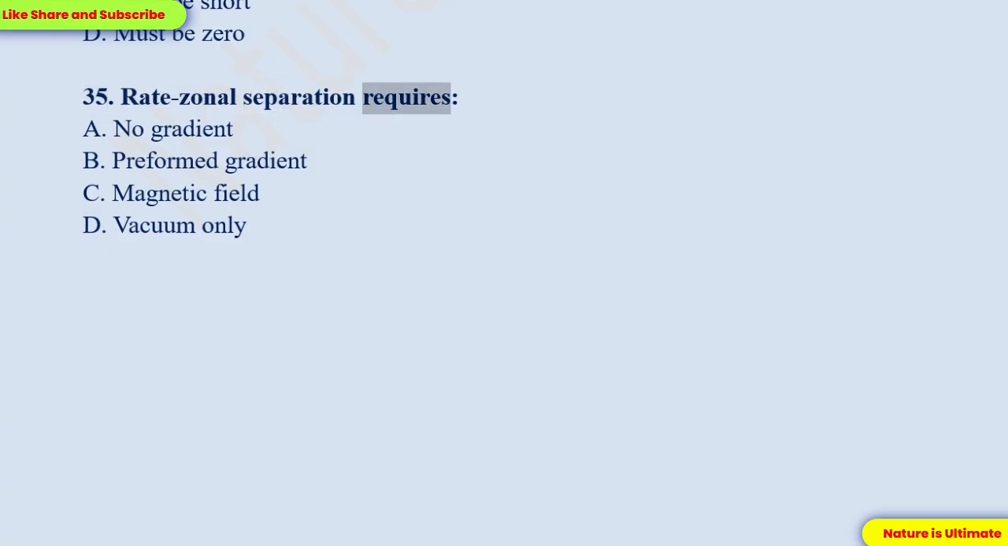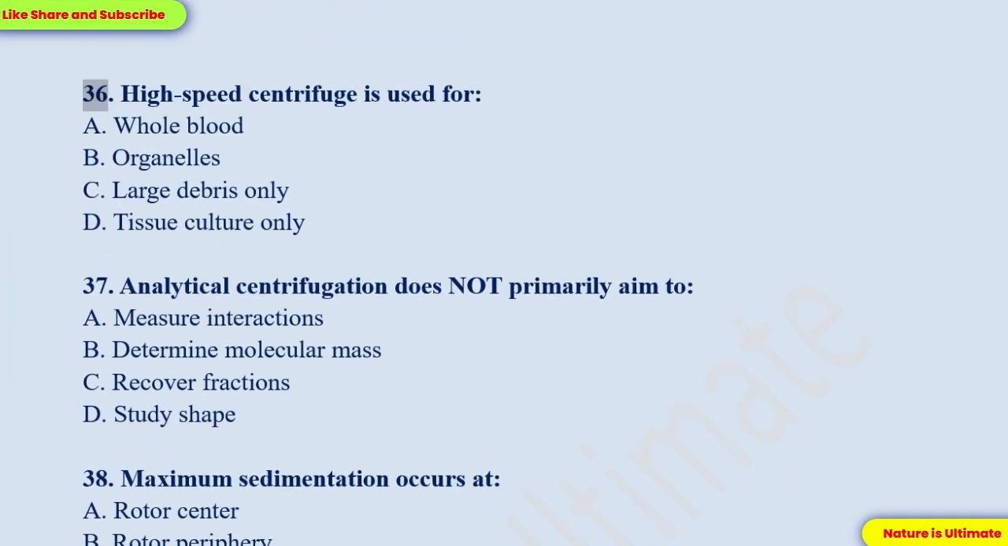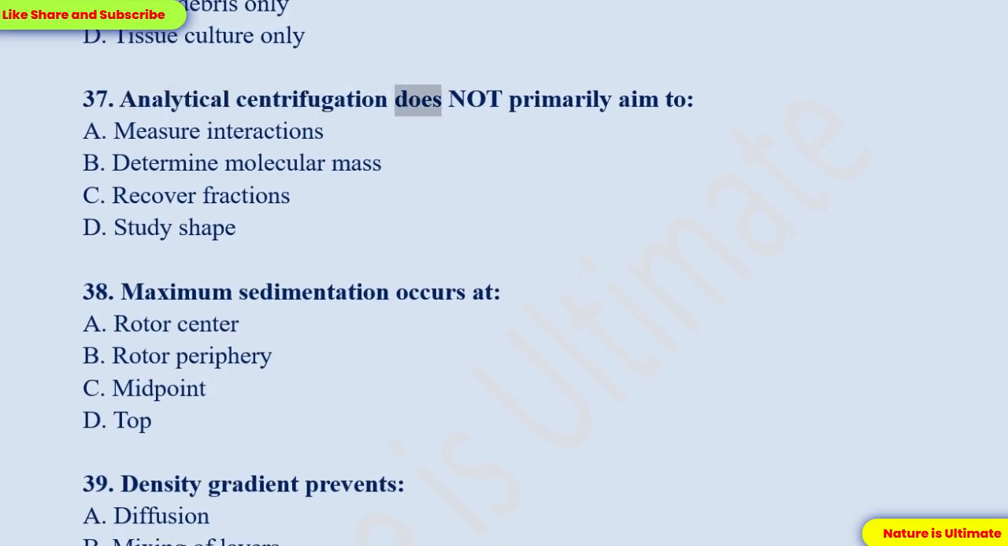35. Rate-zonal separation requires A. No gradient. B. Preformed gradient. C. Magnetic field. D. Vacuum only. 36. High-speed centrifuge is used for A. Whole blood. B. Organelles. C. Large debris only. D. Tissue culture only. 37. Analytical centrifugation does not primarily aim to A. Measure interactions. B. Determine molecular mass. C. Recover fractions. D. Study shape.